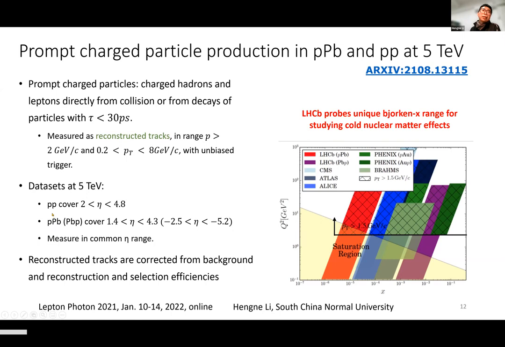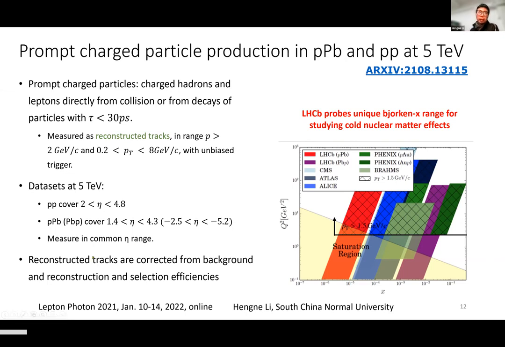Okay, and the data set. So for the data set we use the 5 TeV p-Pb and also the pp collision data set, and this measurement is made in the common eta coverage, because the p-Pb has a boost in the beam direction.